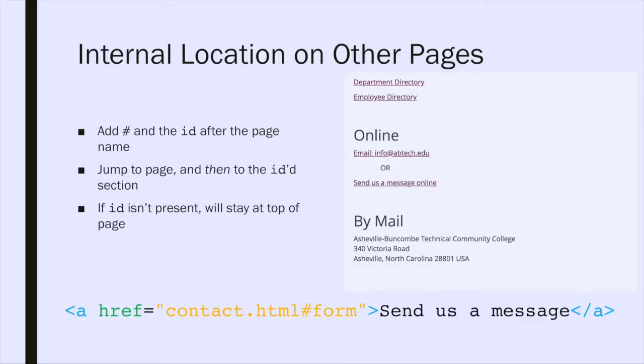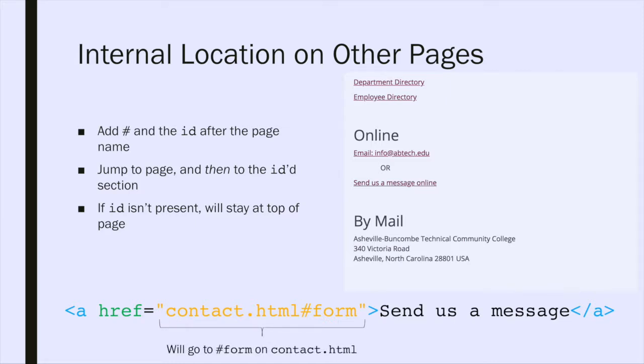As far as linking to internal locations on other pages, what you would do is have the hashtag and the ID after the page name, just like we saw with the Wikipedia page. It will jump to the page and then the ID'd section on that page. If an ID isn't present on the page that you're trying to load, then it will stay at the top of the page. So let's take another example.